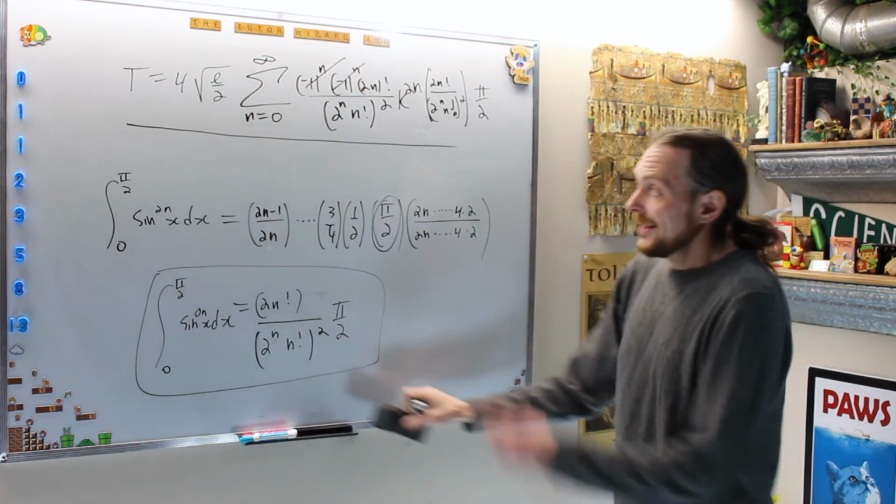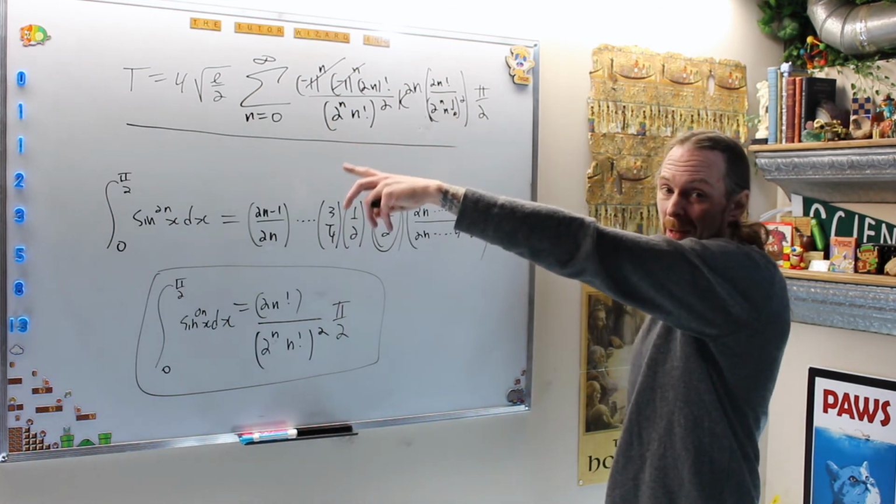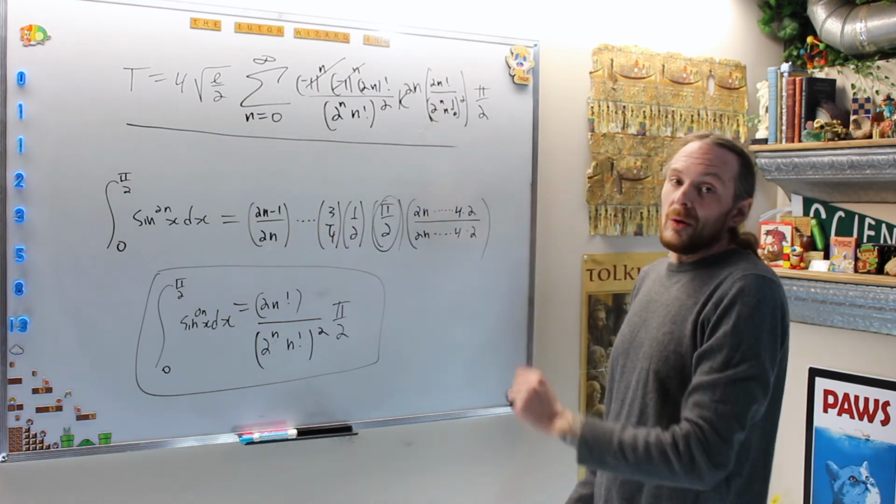Here we go. Now that we have that, we have an explicit power series representation for the periods of the simple pendulum. In particular, if we take the first term, we get Huygens' law.